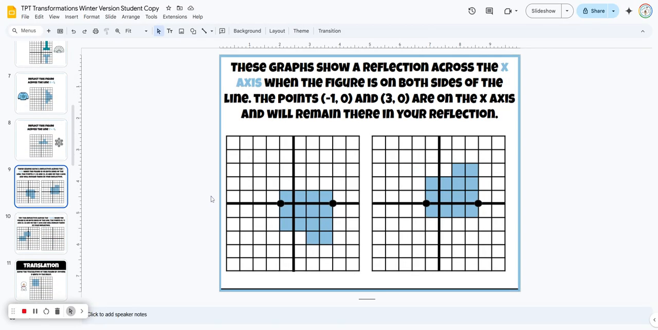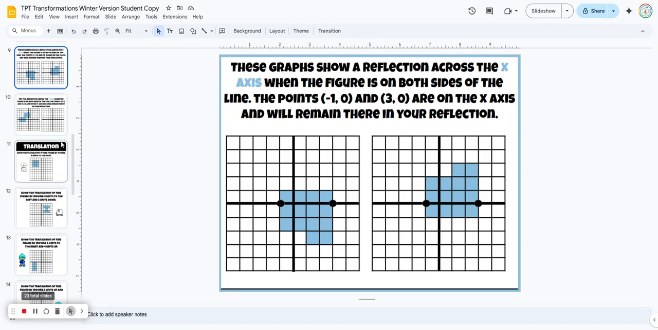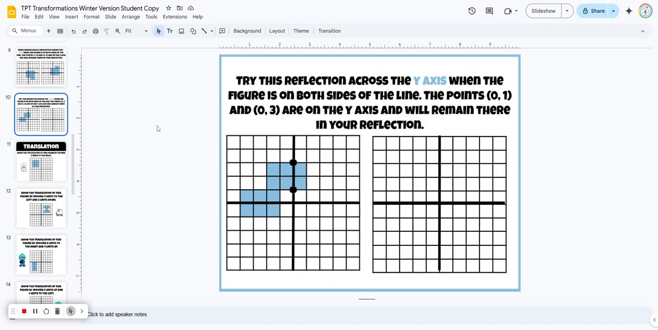And then they're shown what happens when they reflect across a line, but the figure's already partly across that line. I have some points here that show that this is going to act like a hinge. So if they took this figure and they just flipped it up on this hinge, this is what it would look like. And then the next slide, students are going to be doing that one on their own.